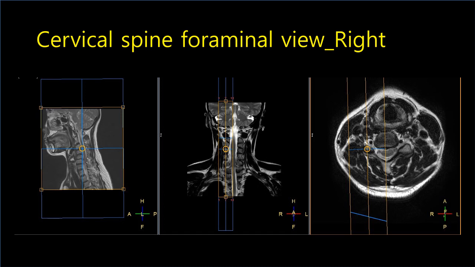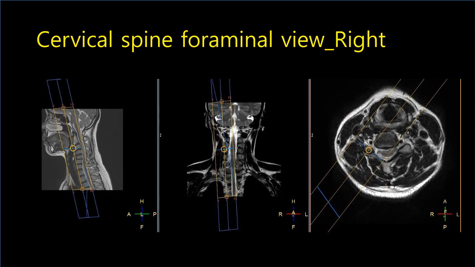First, place the position block parallel to the entire spinal cord in the coronal. If you examine the right neural foramen first, move the position block to the right as shown in the picture. The position block overlaps a third of the spinal cord. Second, rotate the position block at an angle of 45 to 50 degrees perpendicular to the right neural foramen in the axial direction. After this, it will start scanning.